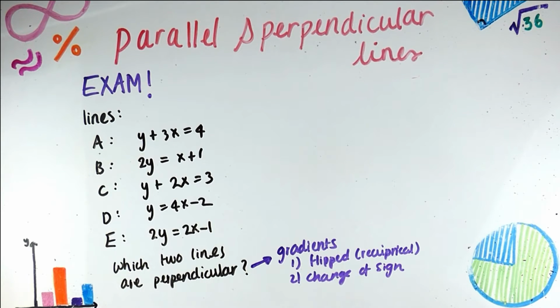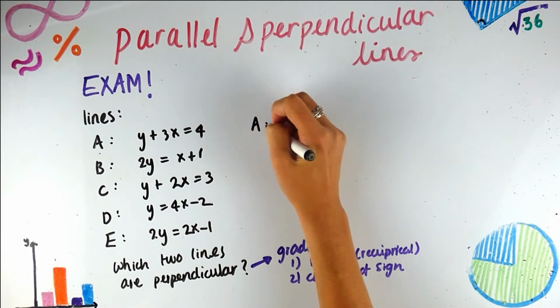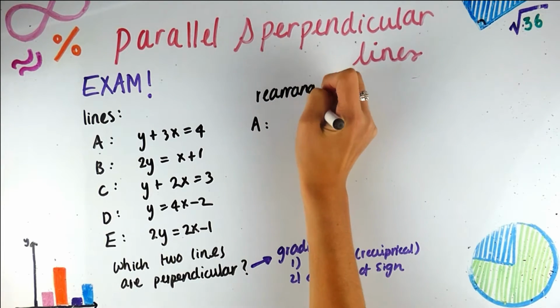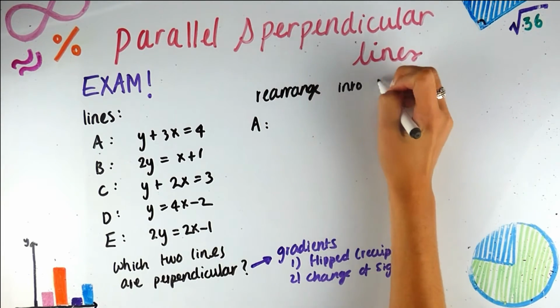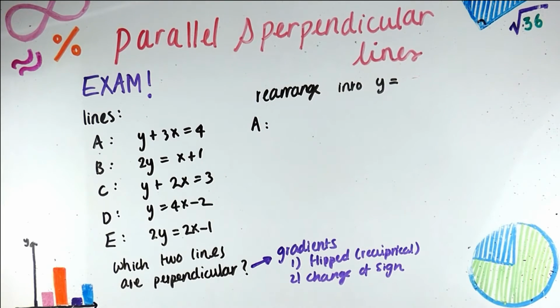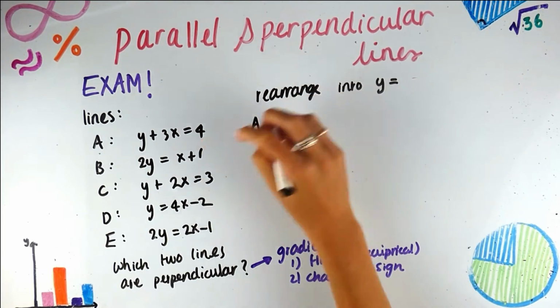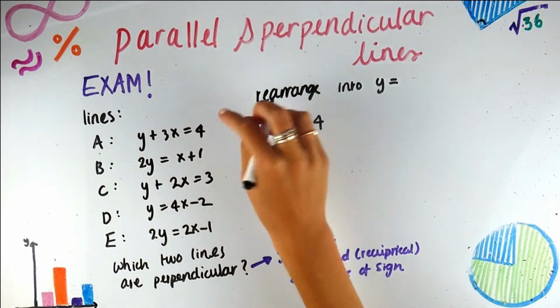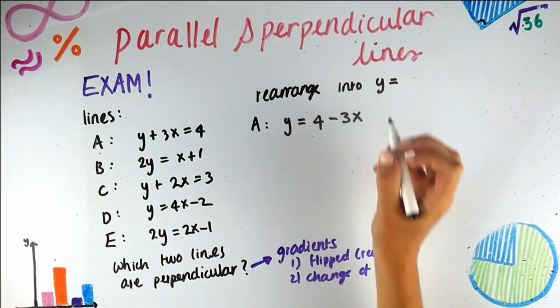So firstly, let's find the gradients of each of these lines. What is the gradient for line A? We need to rearrange them, this is very important, into y equals something. So if we rearrange equation A, we get y equals, and then we can do 4, and then we take over the 3x, so it becomes minus 3x.